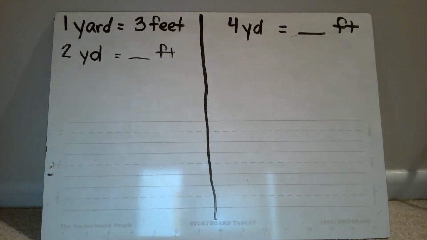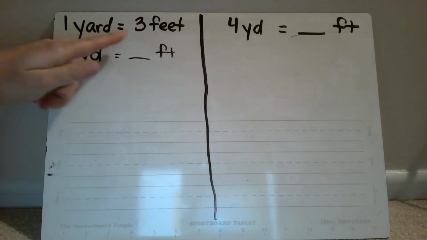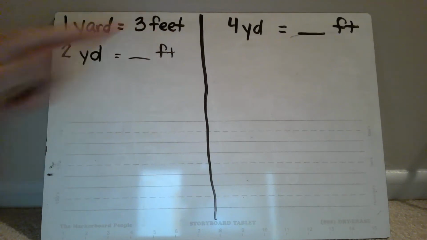In the next example, we're going to move to bigger units of measure. This time we're going to be talking about yards and feet. From my conversion chart in my Chapter 12 resources, I know that 1 yard is equal to 3 feet. So if you imagine a yard, that's like having 3 rulers lined up next to each other.